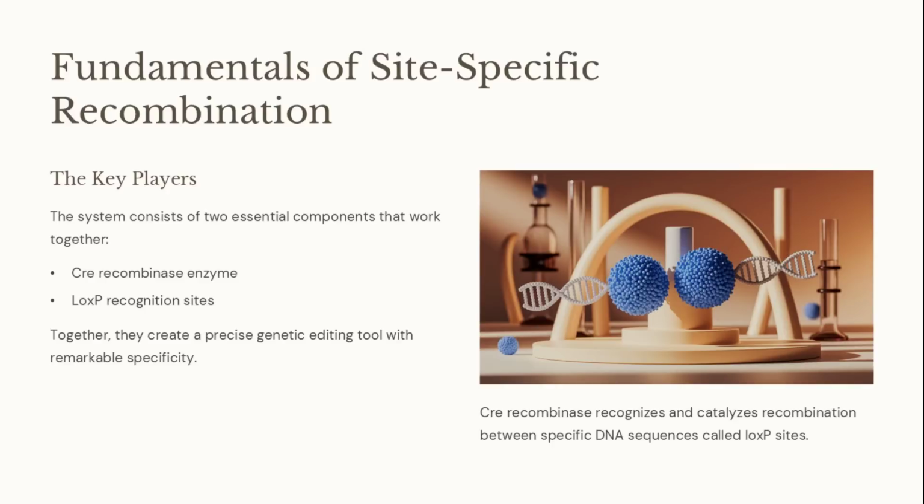The system consists of two essential components that work together: Cre recombinase enzyme and Lox P recognition sites. Together, they create a precise genetic editing tool with remarkable specificity. Cre recombinase recognizes and catalyzes recombination between specific DNA sequences called Lox P sites.